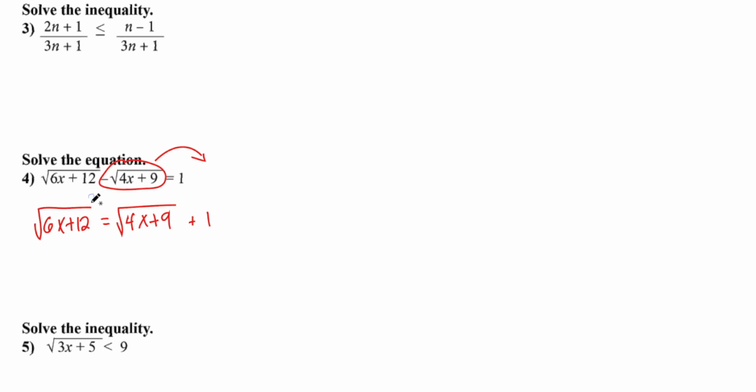So now what do we do? Square both sides, correct? And you got to take that whole thing and square it. You can't just square that square root. You can't just square that 1. You got to take that whole entire thing and square it. We good? When we square this, what do we get? 6x plus 12. And what do we get here?